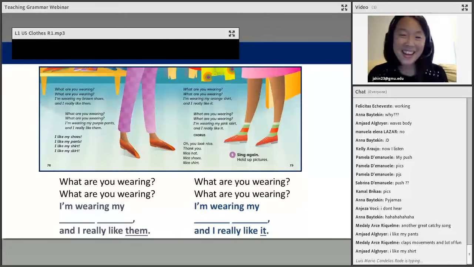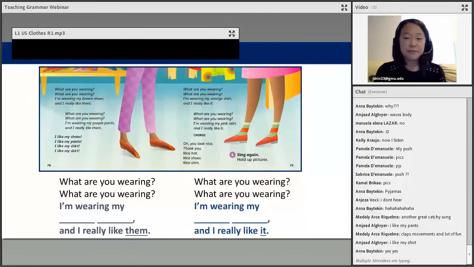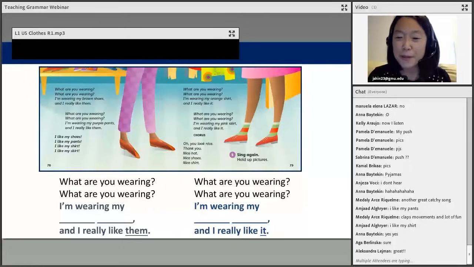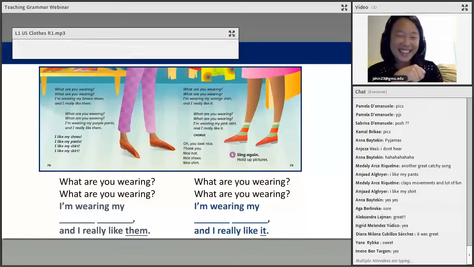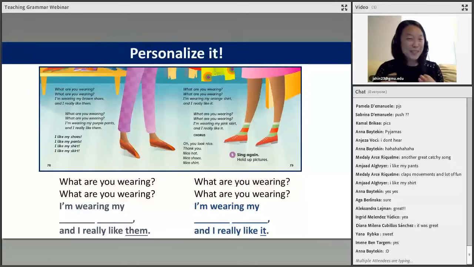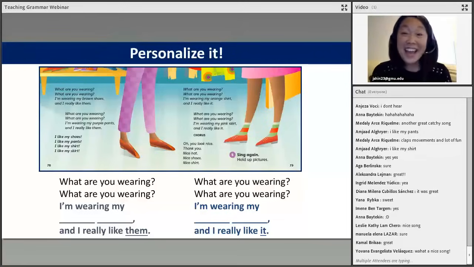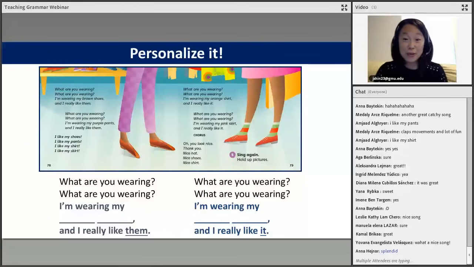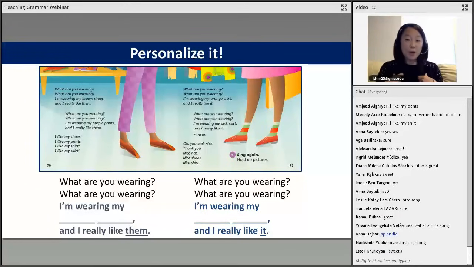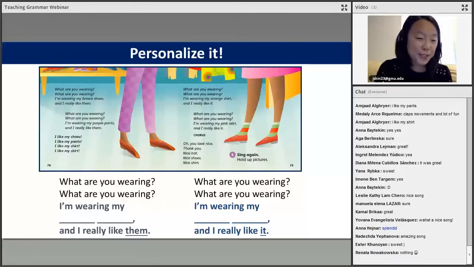Did you like the song? I'm only going to play part of it. Okay, some people are wearing their pajamas. I'm wearing my polka dot pajamas. Okay, so after you listen to the song, which is a Q&A, what are you wearing? I'm wearing my black blouse.